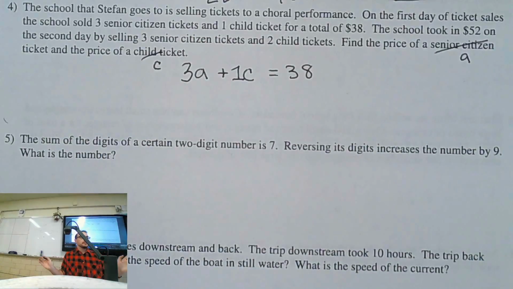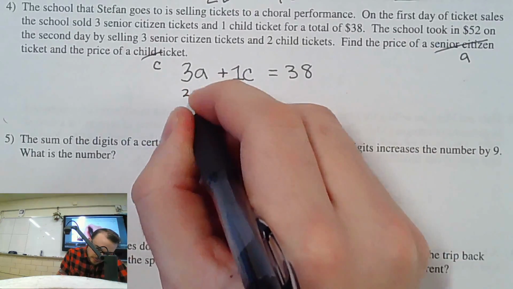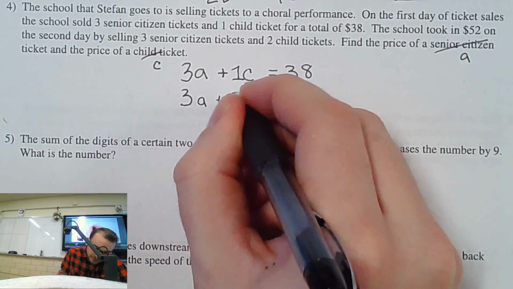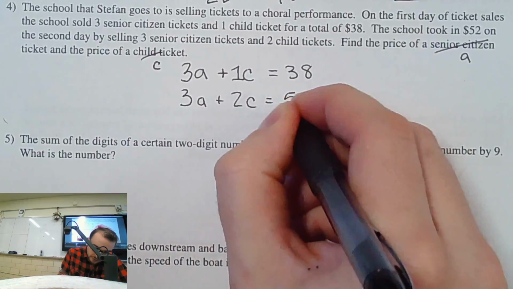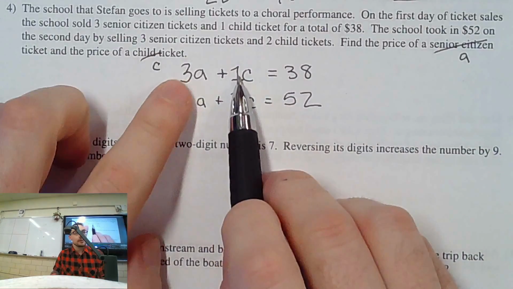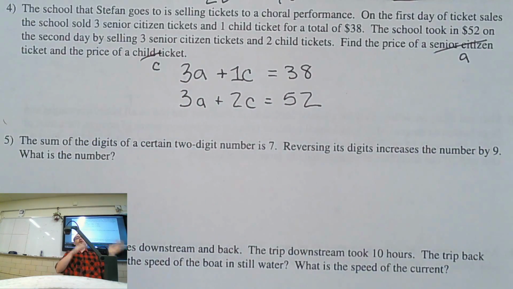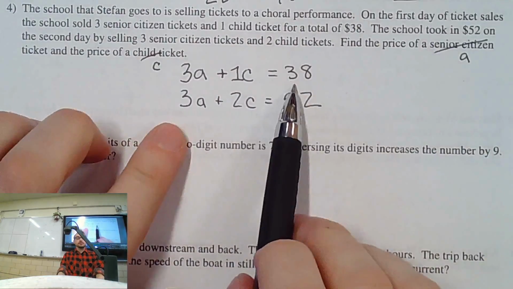Again, the setup is key. That's the whole point, guys. The school took in $52 on the second day by selling 3 senior citizen tickets and 2 child tickets for a total of $52. So we have a coefficient that we're going to have in the things we don't know. That's what you're looking for. What's the coefficient? What are the things we don't know? What's the total?